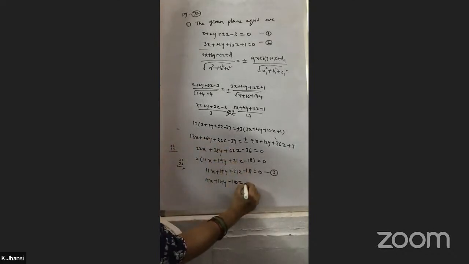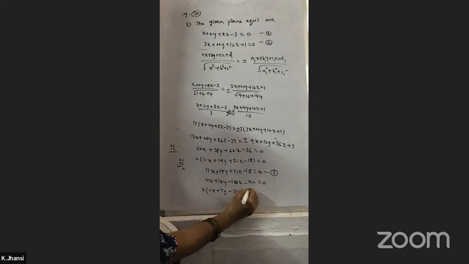If you have any confusion, you can write the whole equation and then you can do addition and subtraction. Okay. Plus here 26 is there, minus 36 is there. So we get minus 10z, minus 39 minus 3, so minus 42. If you take out 2 common, 2x plus 7y minus 5z minus 21 equals to 0.